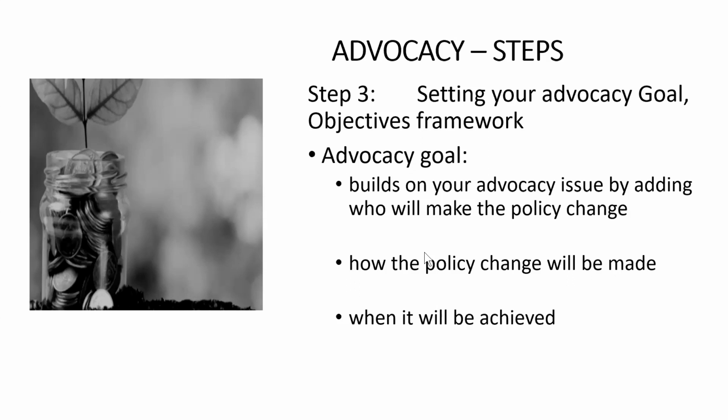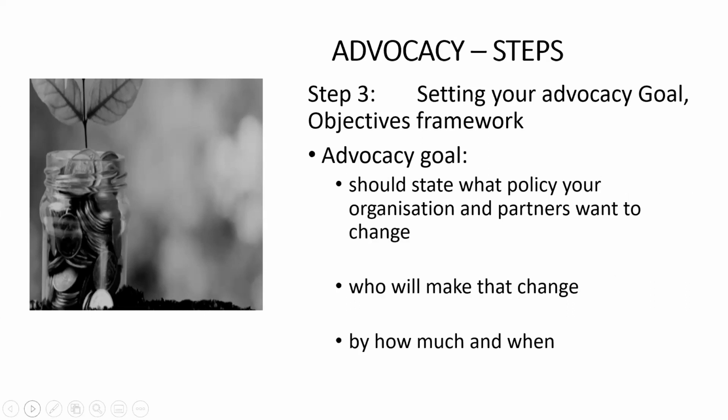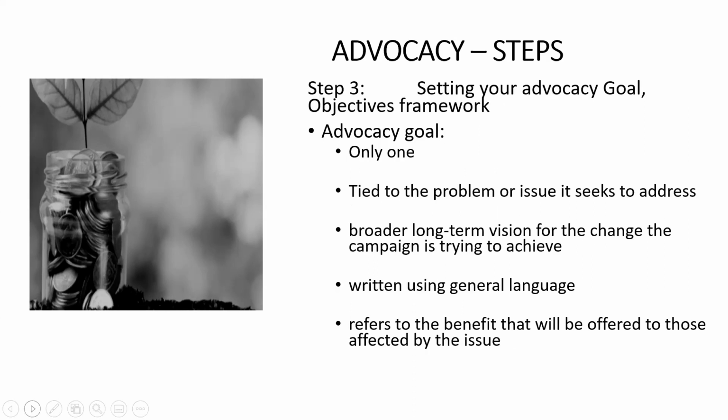So once you develop your advocacy goal, it builds on the issue that you would have identified. It identifies how the policy change is going to be made, and it also examines how it would be achieved. Your goal should really state what policy your organization and partners want to have changed, by how much, and by when, and also who is likely to make the change. Those are all things that you need to be thinking about when you're crafting your advocacy goals.